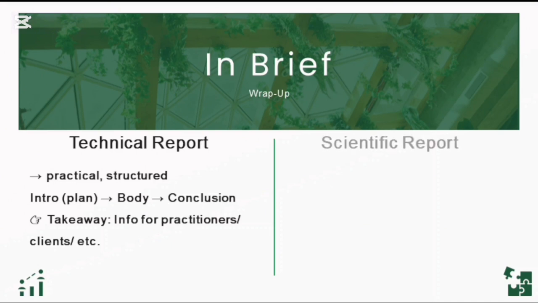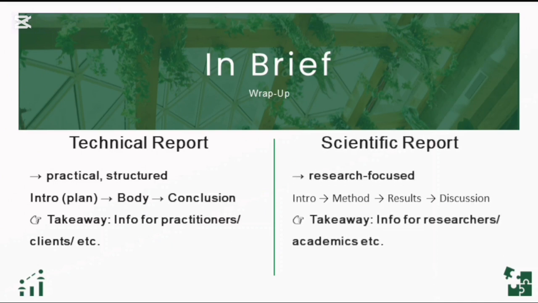On the other hand, the scientific report is research focused. It is structured around an introduction, methodology, results, and discussion. It might also include other sections like implications, limitations, and future research suggestions. Information is reported to researchers and academics.